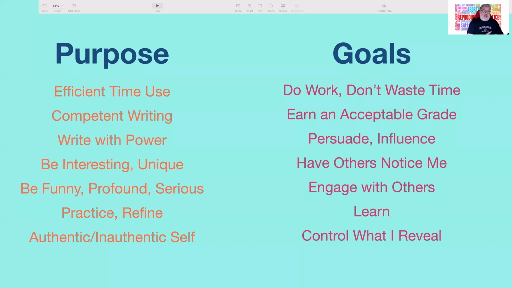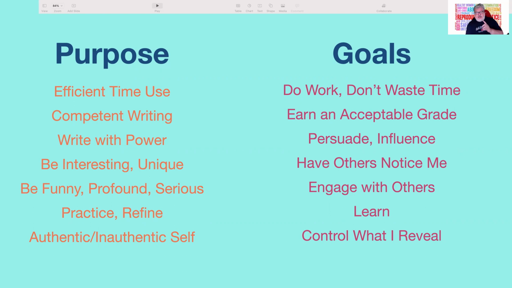Maybe you write in a funny manner, or maybe you write in a profound manner, maybe you write in a serious manner, maybe you write in a dismissive manner, because you want to engage with others. Maybe you're using this writing moment as a place to practice and refine your skills, because your goal is to learn about writing for others. And maybe you're seeing this post, this discussion board, as an opportunity to express your authentic or your inauthentic self. You've decided you want to be real here, or you've decided you want to put on a mask here. And your goal is to control what you reveal.